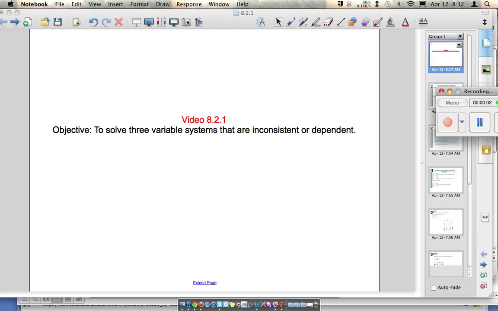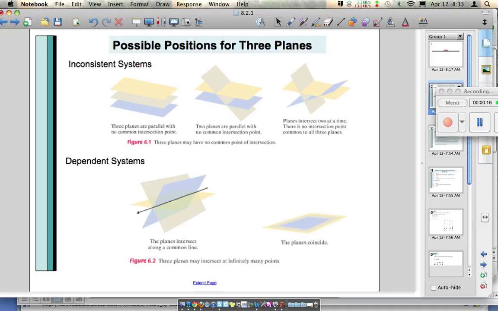This is video 821, and in this video our goal is to be able to solve three variable systems that are inconsistent or dependent. We already talked a little bit about this in class and what this might look like, but we're going to summarize it here so you can take some notes and make more sense of it. So here are some pictures, and these are all in your book, page 795.